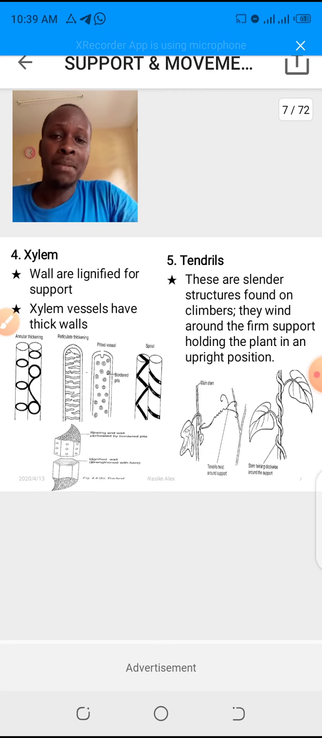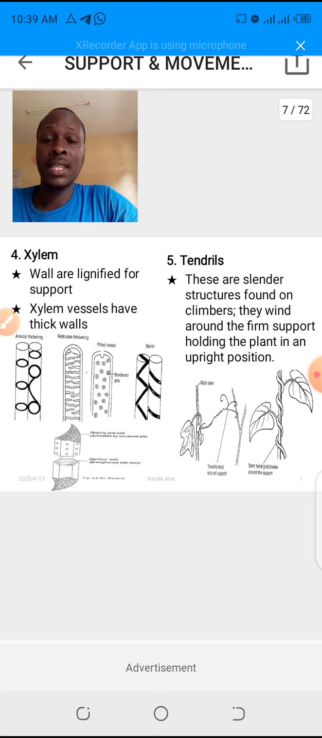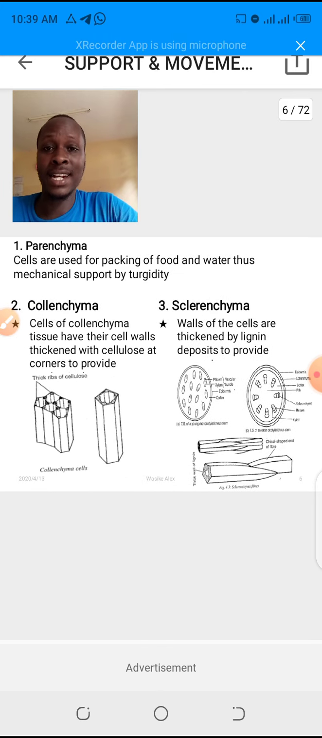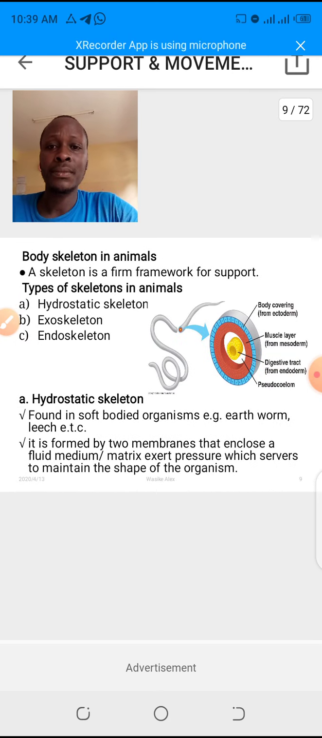Then I remember we said that xylem vessels and tracheids are strengthening tissue because they have lignin, so they are lignified. Collenchyma is made up of cellulose, and sclerenchyma contains both cellulose and lignin. So that is what makes them to have support.